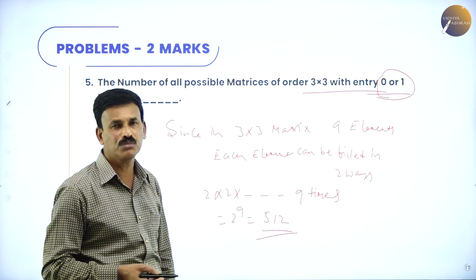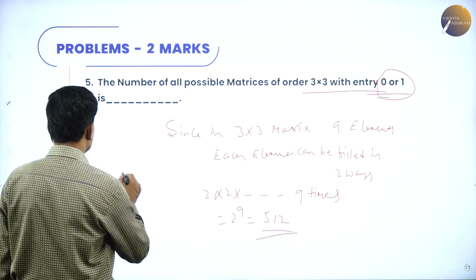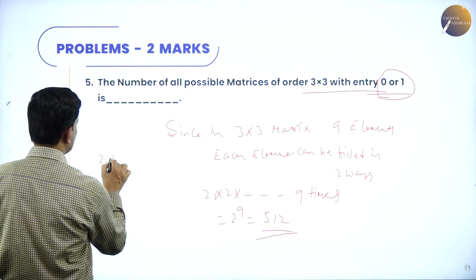This is a very important problem. Okay. Suppose if it is of order 2 rows 2 columns, 0 with 2 elements, 2 and 2.